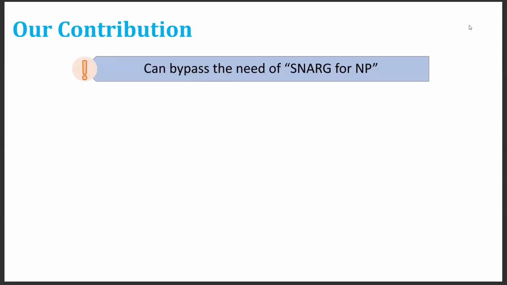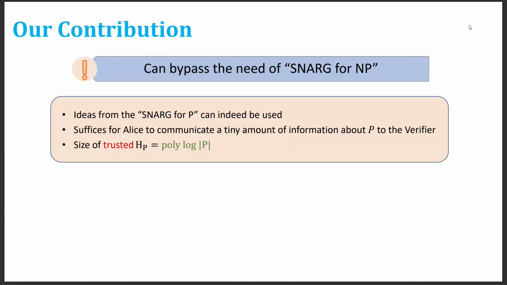Moving on with our contribution, we show that we can indeed bypass the requirement of having SNARKs for NP in such a setup. We also show that the ideas from the previous works on SNARKs for P can be used here with some modifications. Specifically, it suffices for Alice to just compute a very tiny amount of information about this program P for the verifier in the form of a trusted hash HP, whose size can be as small as polylogarithmic in the size of the program. And that would suffice.